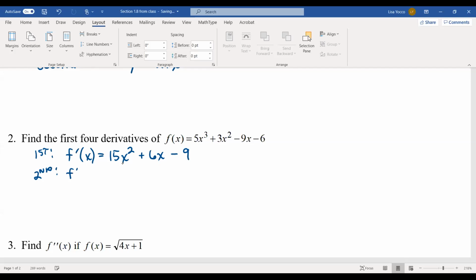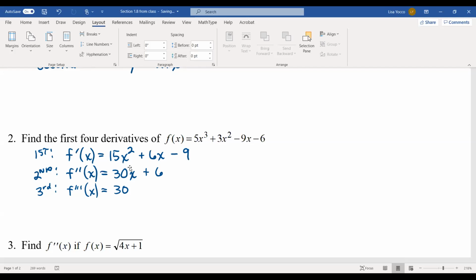Second derivative is the derivative of that. So 2 times 15 is 30. Subtract 1 from the power, leaves x to the first. And then for 6x, the derivative is 6. And minus 9, constant, its derivative is 0. All right, now for the third derivative, starting to look a little messy. For 30x, the derivative is 30. 6 is a constant, so its derivative is 0.